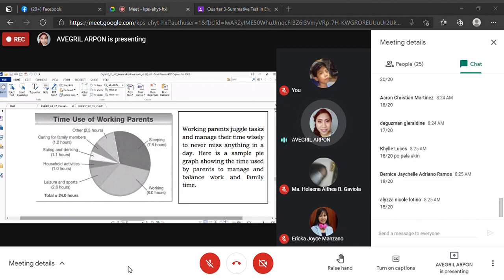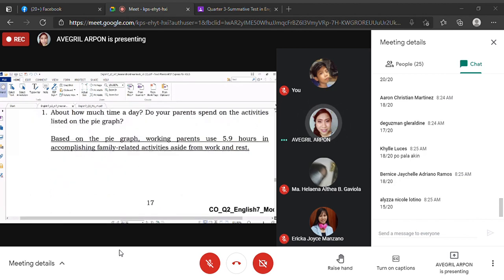So again, the interpretation of this pie chart is that working parents juggle tasks and manage their time wisely to never miss anything in a day. So again, that would be the presented pie chart to show the time used by parents to enable them to manage and balance their work and family time. Okay, so again, it is presented using the title Time Use of Working Parents. So have you taken a photo of the pie chart? Okay, so let's proceed to the questions.